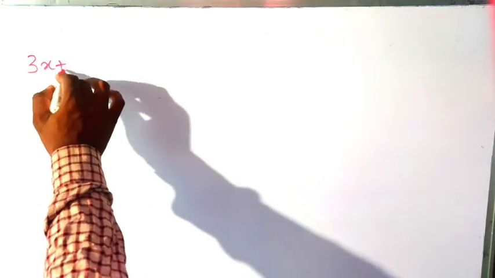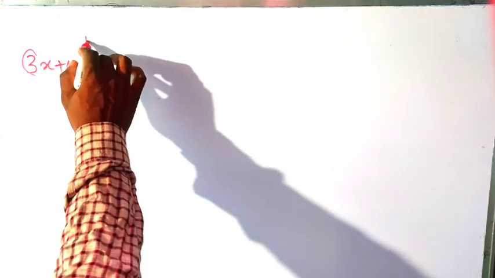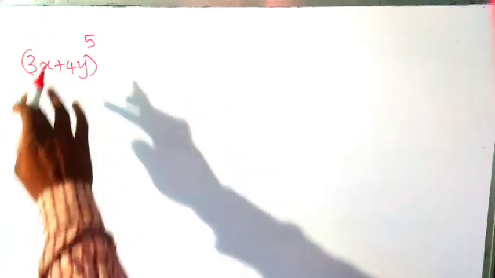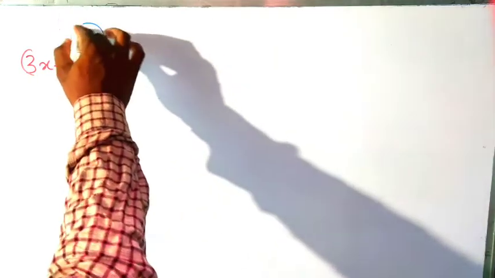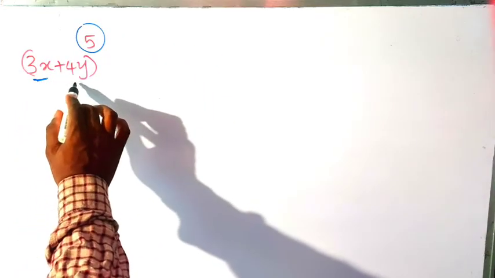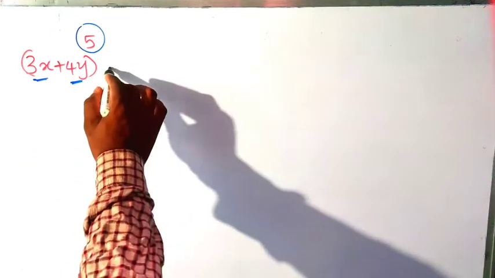Suppose I will take, for example, (3x + 4y) whole power of 5. (3x + 4y) whole power of 5. How to write the actual binomial theorem form is nothing but this. See here, this is n, and this is x, this is a.